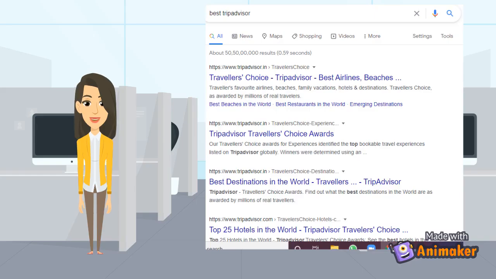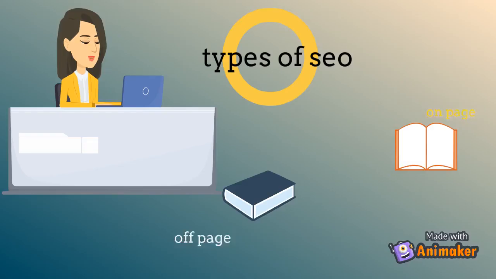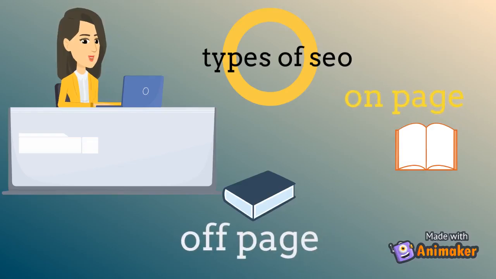Let's discuss an example. Let's search for something, for example, Best TripAdvisor. As you search Best TripAdvisor, you are more likely to click on the first line, therefore if your website ranks here, then your audience will more likely reach it. So SEO helps you to get your website at this first rank.